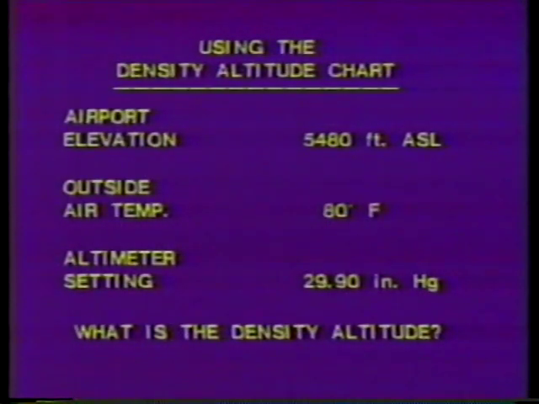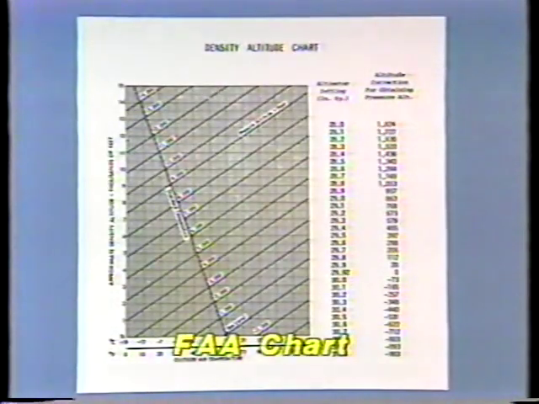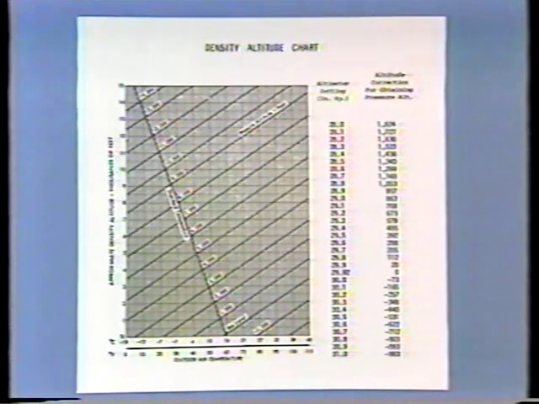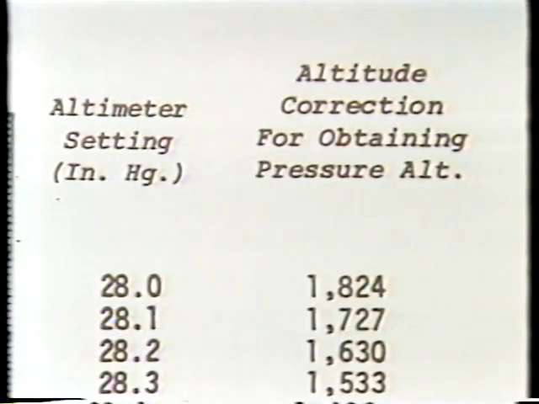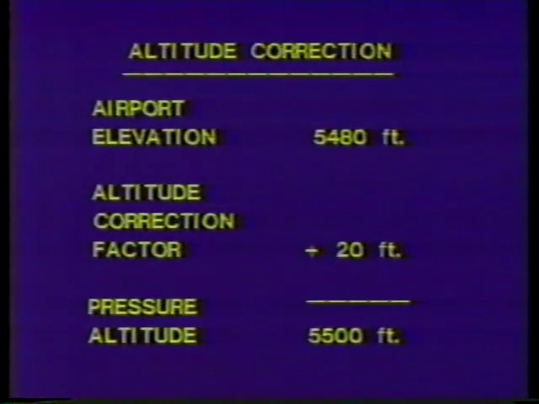Let's try another example. The airport elevation is 5,480 feet above sea level. The outside air temperature is 80 degrees Fahrenheit, and the local altimeter setting is 29.90 inches of mercury. What is the density altitude at this airport? To begin, we must determine the altitude correction for non-standard pressure. The table shows that if the altimeter setting is 29.90, we must add 20 feet to the airport elevation of 5,480 to get a pressure altitude of 5,500 feet.